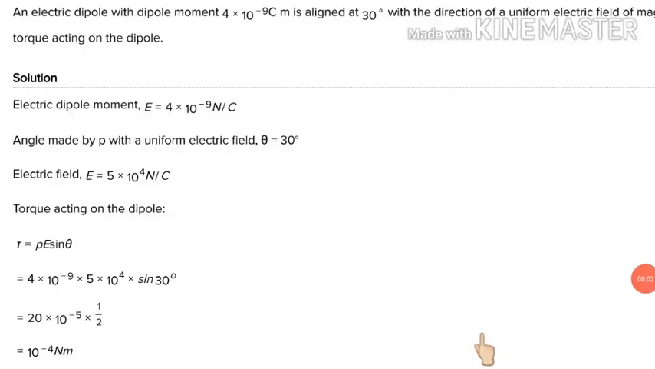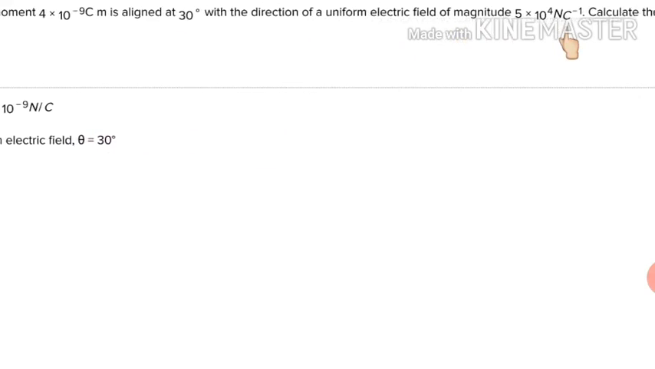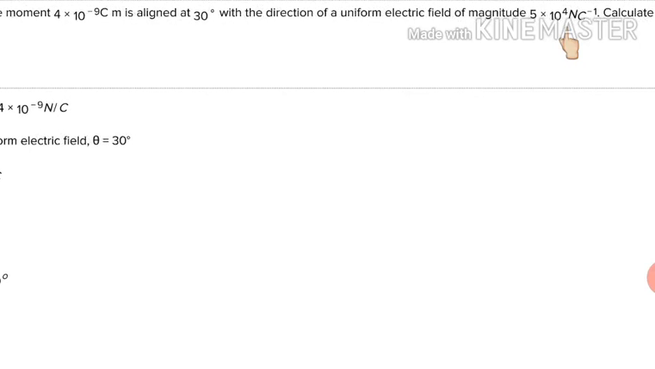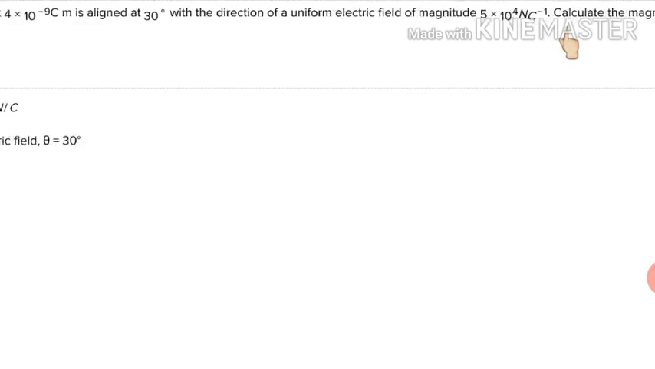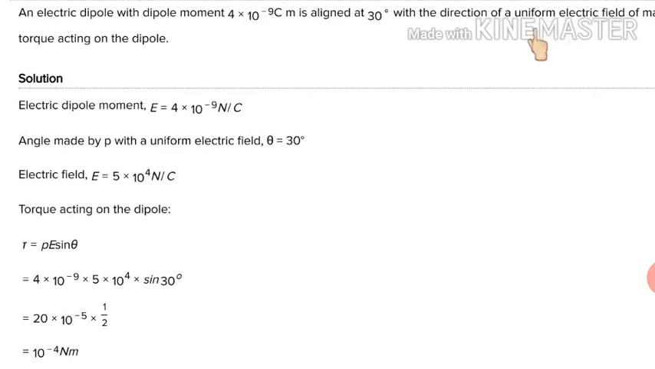Next question is: an electric dipole with a dipole moment 4 into 10 to the power minus 9 coulomb meter. Here by mistake E is written, but it is P. Inclined at an angle of 30 degrees, so theta is equal to 30 degrees, with the direction of a uniform electric field of magnitude 5 into 10 to the power 4 Newton per coulomb. So the magnitude of the electric field is also given, that is E. Calculate the magnitude of the torque acting on the dipole.